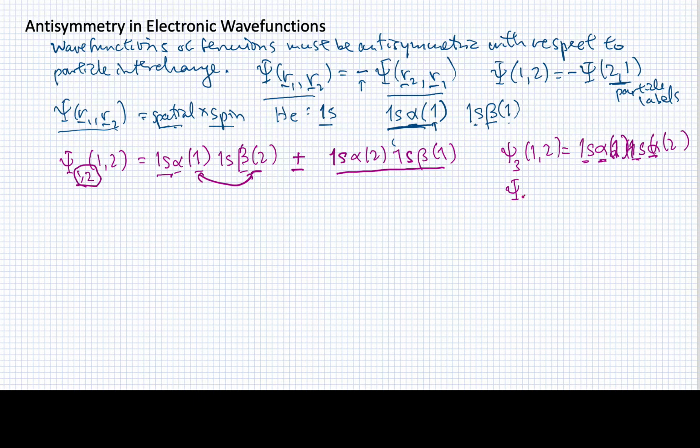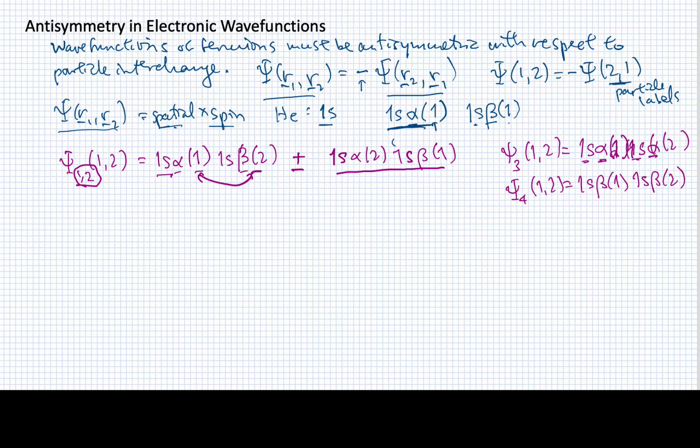Now I can also do this a fourth way by writing this as 1s beta of 1, 1s beta of 2, where both of the electrons are in orbital 1s and in spin state beta. So all of these are possible forms. I've got 4 different possibilities for writing down the spin orbitals for 2 electrons in this low energy helium state.